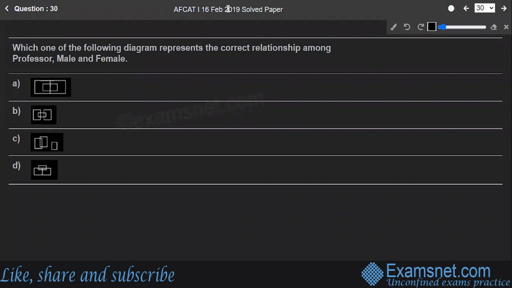Question number 30. Which one of the following diagrams represents the correct relationship among professor, male and female? So different rectangles are representing different relationships. Here is a male.